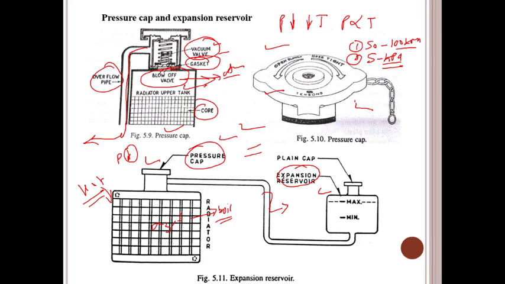The reservoir is usually made of translucent plastic, so that it can indicate the level of the coolant at any time. Such a system is also known as a coolant recovery system, and it has the following advantages. The first advantage is that there is no loss of coolant due to overflow on expansion.